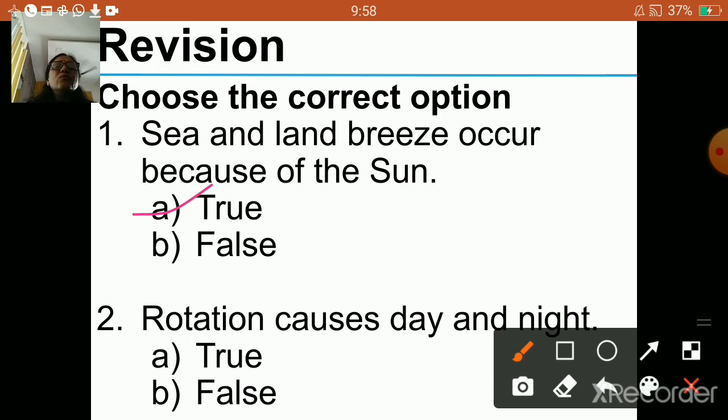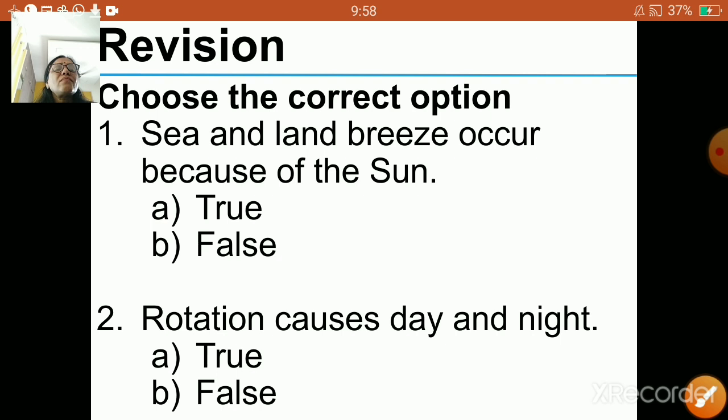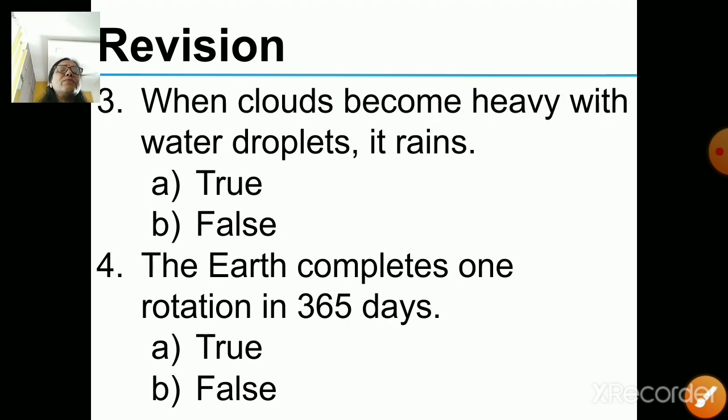Next one, rotation causes day and night. You know the movement of the earth. The earth moves around its axis, that is rotation, and it also moves around the sun. That is called revolution. So because of the rotation, days and nights are caused. Right, children?